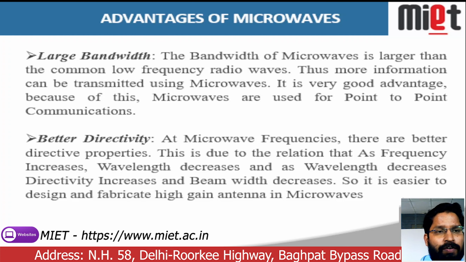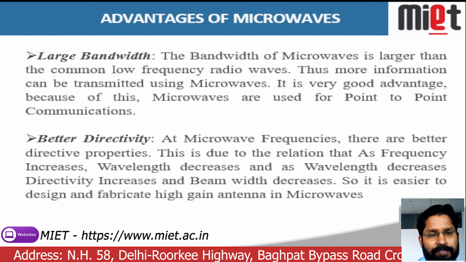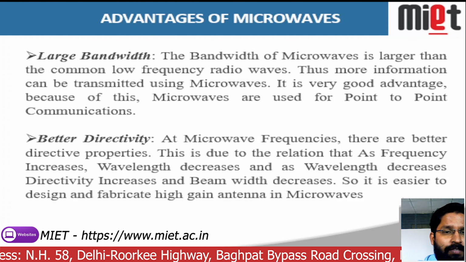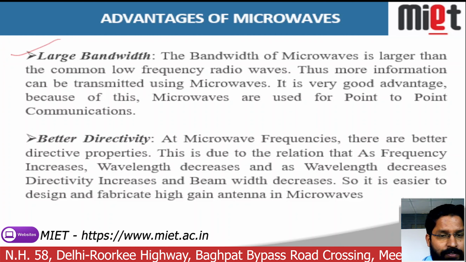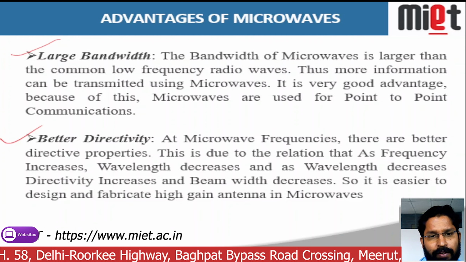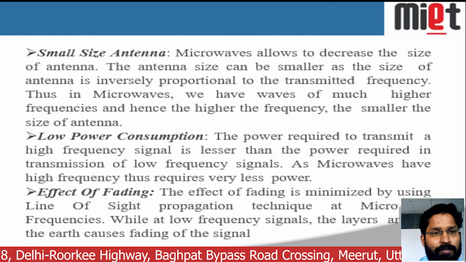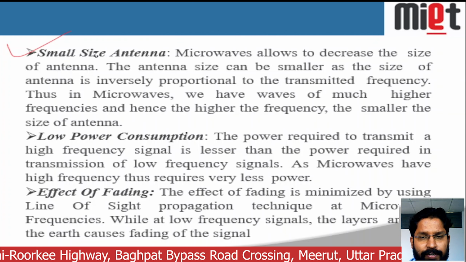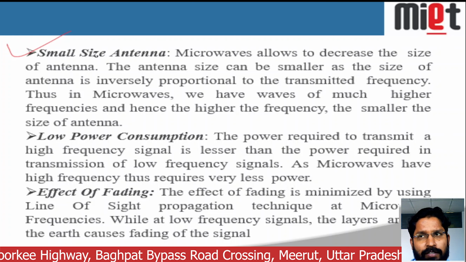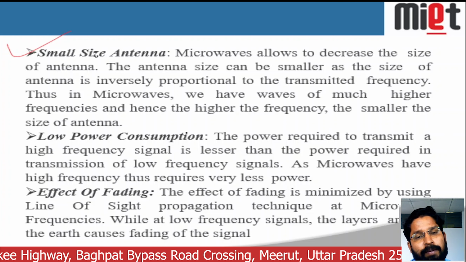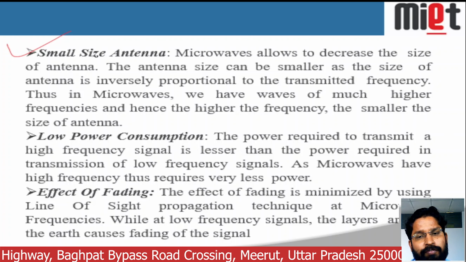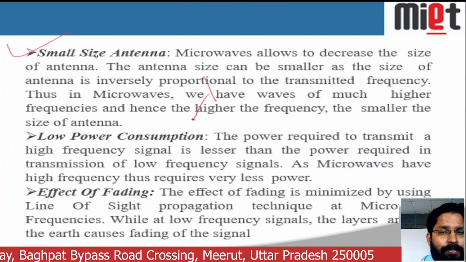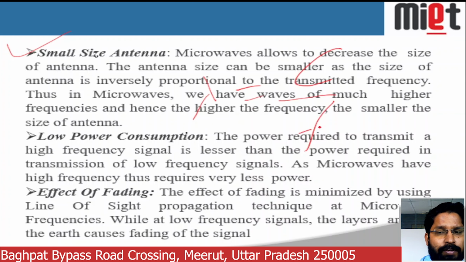Advantages of microwave. What are the advantages? We also discussed them in the previous classes. It has the largest bandwidth, better directivity, and a smaller size antenna. As we know, as frequency increases, the size of the antenna decreases. It depends on the size of the antenna, which depends on wavelength, and wavelength depends on frequency. Lambda equals c by f.